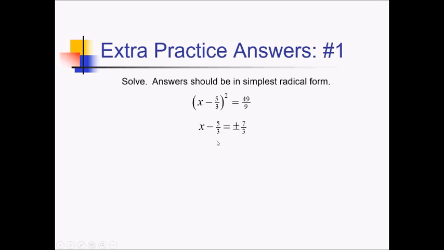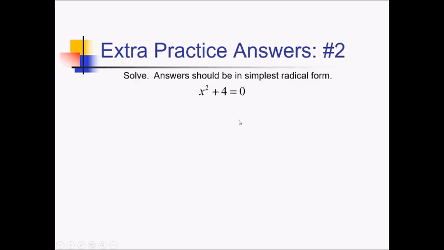And to keep going here, I have to add 5/3 over to the other side to get x by itself. So I have 5/3 plus or minus 7 over 3. But I'm not totally done because I can actually combine these and get two distinct answers. For one answer, we've got 5 plus 7 all over 3. And that's really 12 over 3, which is 4. For the other answer, we've got 5 minus 7 over 3. And that's just going to simplify to negative 2/3. So those are our two answers.